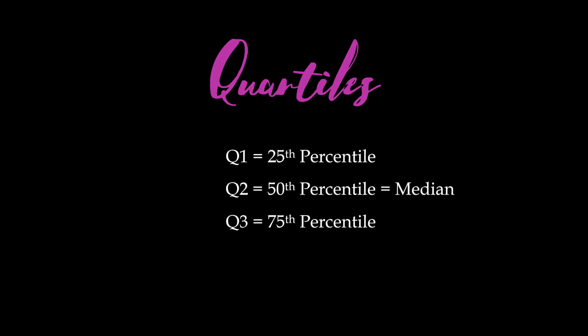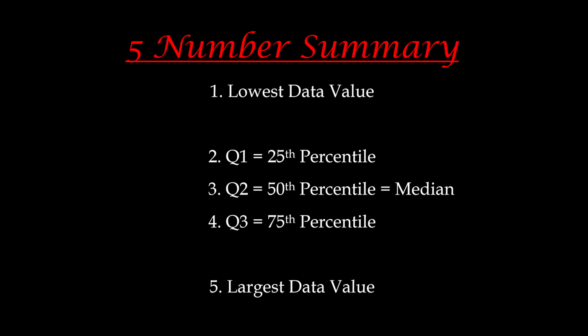If I put the quartiles together with my smallest data value and largest data value, I create what we call the 5-number summary. This is the basis for creating a box plot, and it will come in handy for the next video.